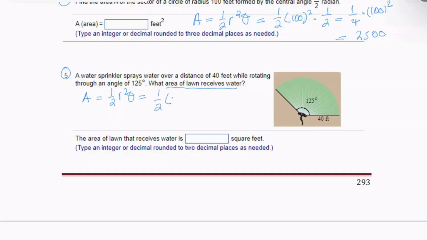We write 1 over 2, the radius is 40 squared, multiplied by, where there is theta, I write 125 multiplied by pi over 180 degrees. Why did I multiply by pi over 180 degrees? Because the angle is in degrees. We have to convert it to radians. I already have this on the calculator. So this is 1,745. Correct to 2 decimal places, it will be 0.33.